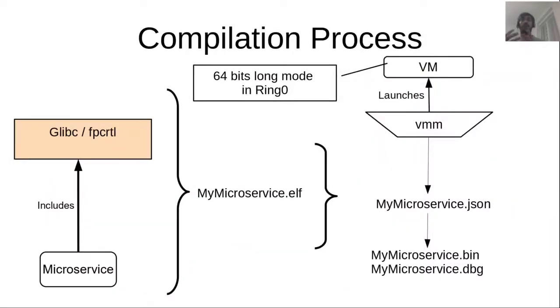So to build an application that runs in ToroV, we rely on a modified glibc or FPC RTL, depending on the language that you are using. The application compiles into an ELF64, and from this file we generate a flat binary which is going to be loaded into the VM. When the application starts, the VM is in 64-bit long mode in ring 0. So in this sense, the virtual machine monitor is just a wrapper for the KVM API.